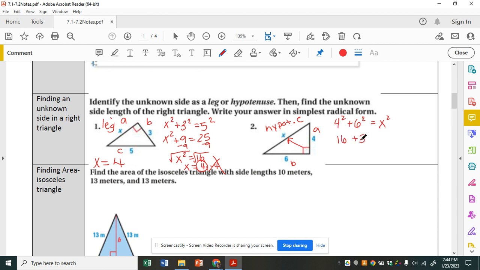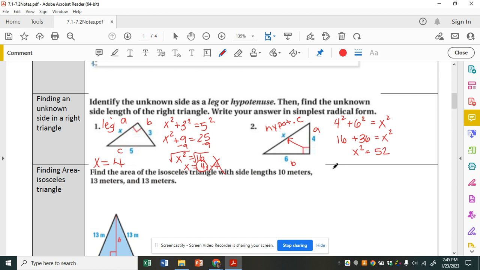4 squared, or 4 times 4, is 16. 6 squared would be 6 times 6, or 36. I would add those together, and I would get that x squared is equal to 52. This is where I was saying this is not a perfect square. You can't multiply anything times itself to get 52.